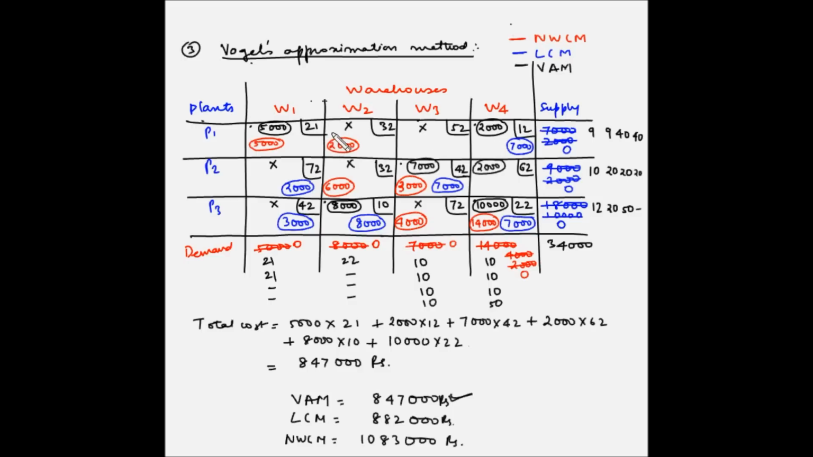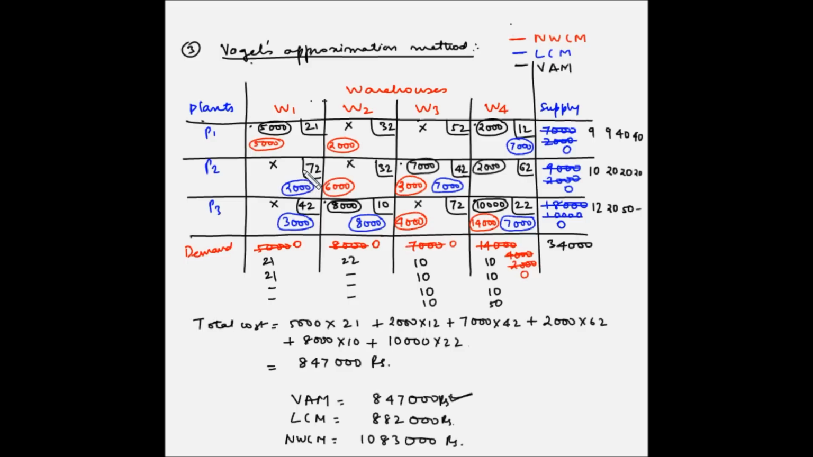Now the first row has the allocation for the least cost method only in the P1W4 square, which is for 7,000 units, while the Vogel's approximation method allocated 2,000 units to W4 and 5,000 units to P1W1. Again, if you look at the lowest cost for P1, it is 12. So that's why the least cost method allocated the entire supply to this square. However, the Vogel's approximation method split this between this square, which has the cost of 12, and the next square, which has the cost of 21.